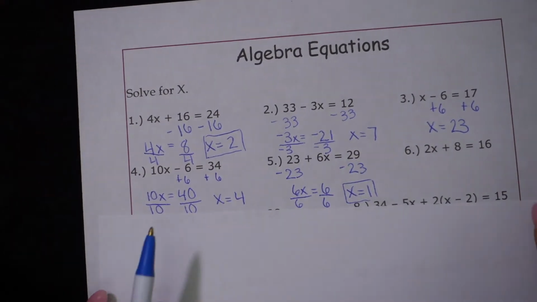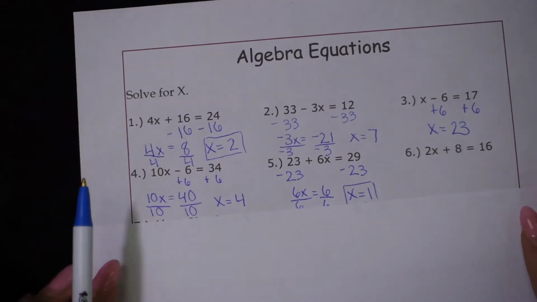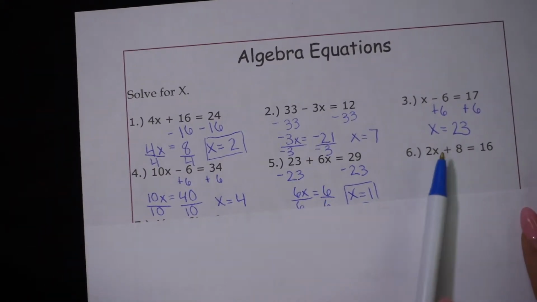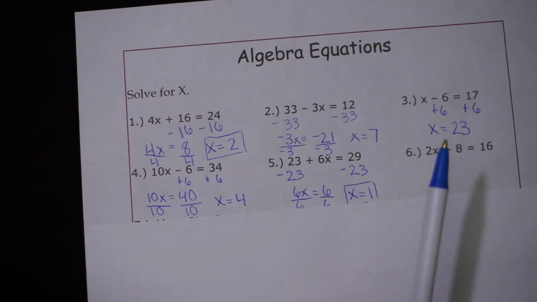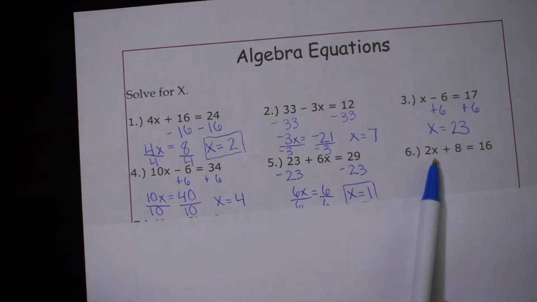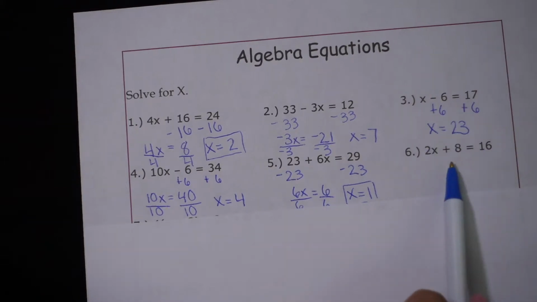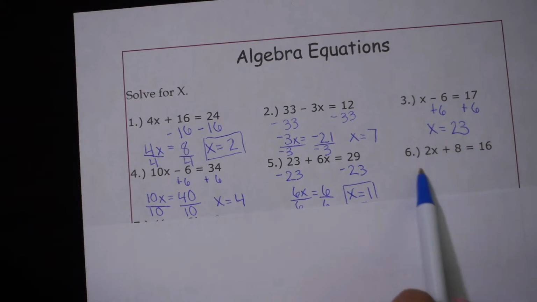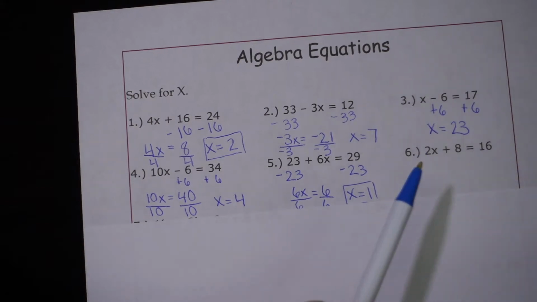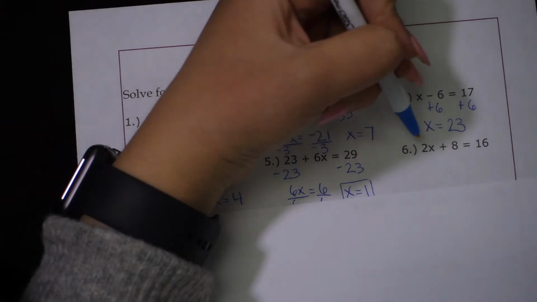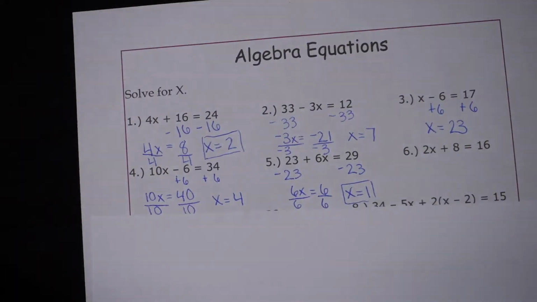So the overall point of these types of equations is trying to get the variable, any symbol, whether it be X, Y, A, B, M, N, any letter, any symbol, isolated on its own. So first we're gonna go ahead and subtract or add any values that are located with the x and then go ahead and divide. So in this case, again, we have 2x plus 8 is equal to 16.